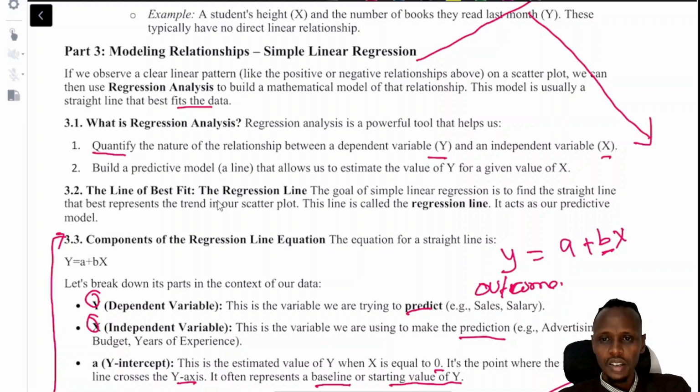of y and an independent variable of x. It also helps us predict a model, a line, that allows us to estimate the value of y for a given value of x. The line of best fit. The regression line. The goal of simple linear regression is to find the straight line that best represents the trend. In our scatter plot, the line is called the regression line.